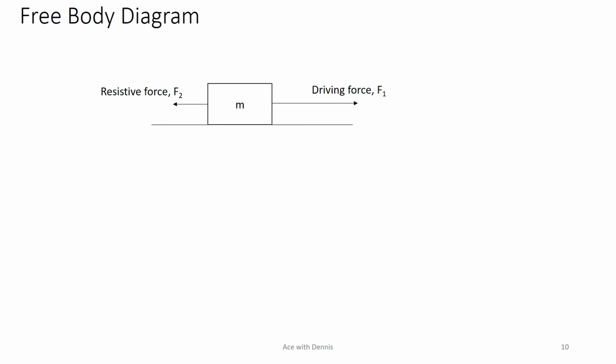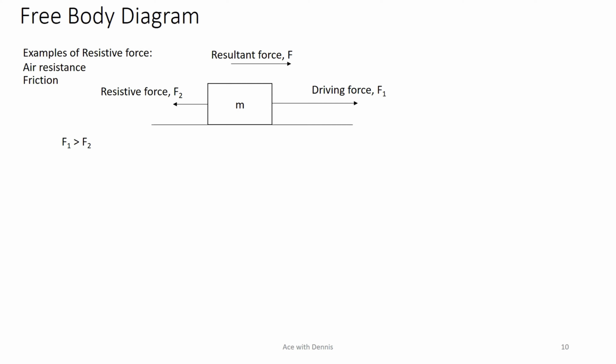Let's discuss further on free body diagram. This is an object with a mass m. It is pushed forward with a driving force F1 and it experiences resistive force F2. The resistive force can be air resistance, friction, and this is the resultant force F.